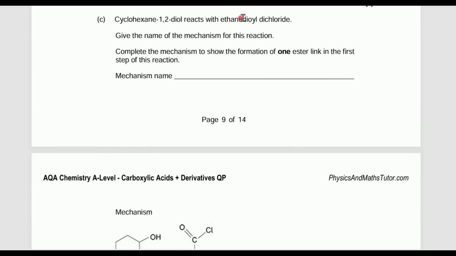Right, part C, cyclohexane 1,2-diol reacts with ethane diol dichloride. Give the name of the mechanism for this reaction. Complete the mechanism to show the formation of one ester link in the first step of this reaction. Right. This reaction is going to be nucleophilic addition elimination. You probably can get away with just saying addition.